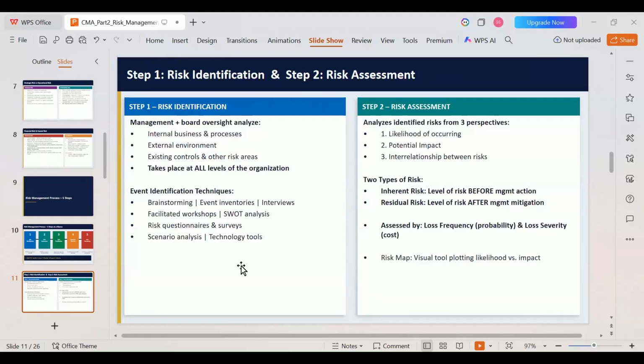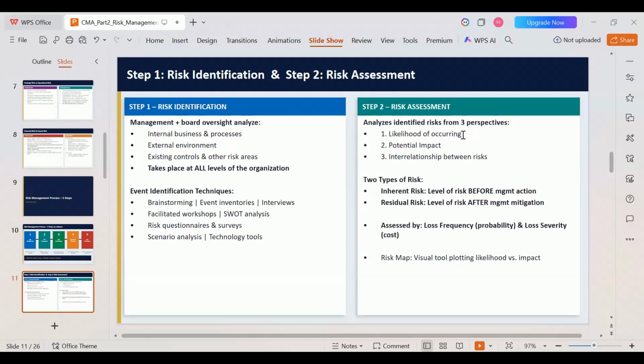So this is how we identify all the risks that are impacting the firm. Our next step will be risk assessment. Risk assessment means you will analyze what impacts this particular risk can cause to our company. Here, you analyze the identified risks from three perspectives. What are these three perspectives? First one is likelihood of occurring. How frequently are we facing this risk? In a year, approximately how many days are we facing this risk in our business? That is likelihood of occurring.